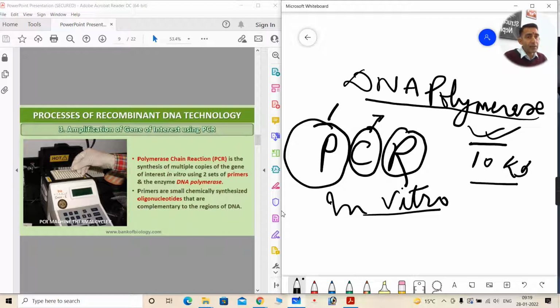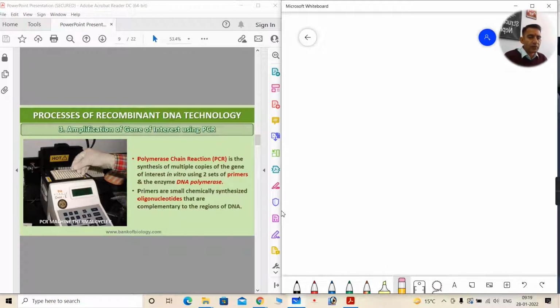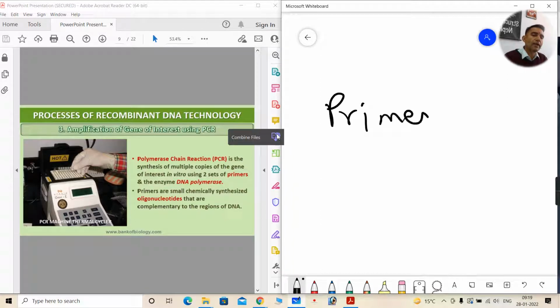Okay. Then what we are using? We are just using primers also. But remember, the primers which we were using there in DNA replication were made up of what? Can anyone tell me the primer which we were using in case of DNA replication in chapter number 6 we have studied? The primers were made up of what?